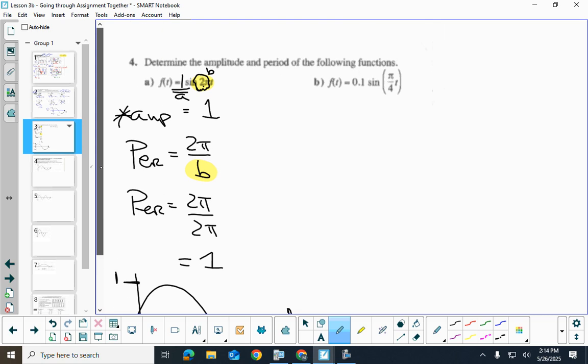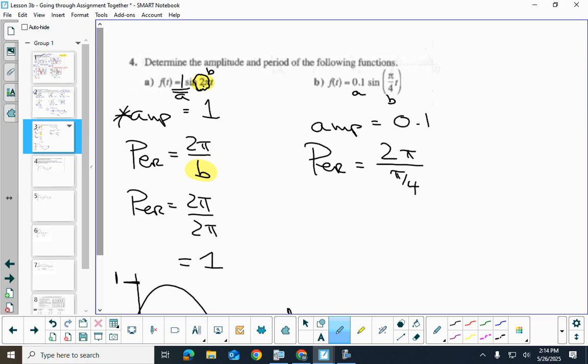Okay, so if we look at the other one, so again, this is the A value, this is the B value. The A value is the amplitude. The B value is not the period. We use the B value to find the period. Now, just a note with this, we haven't dealt with this for quite a while. On your calculator, when you are dividing by a fraction, you must insert brackets around that fraction.